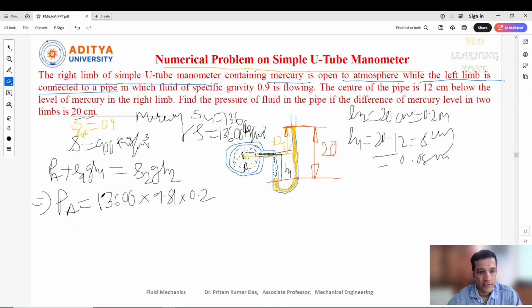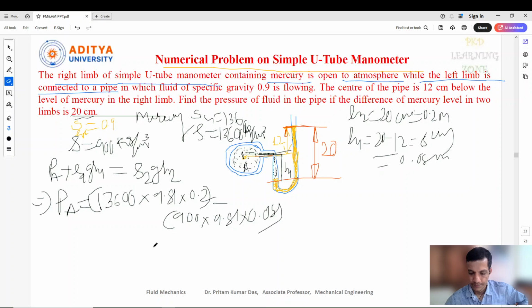Okay, so this is about rho 2 g H2 minus rho 1 g H1. Again, rho 1 here is 900, into 9.81, into H1, we can write 0.08. So this minus this will give you a value of about 2.597. Near about this value we will get, and that will actually be Newton per centimeter square, not meter square.